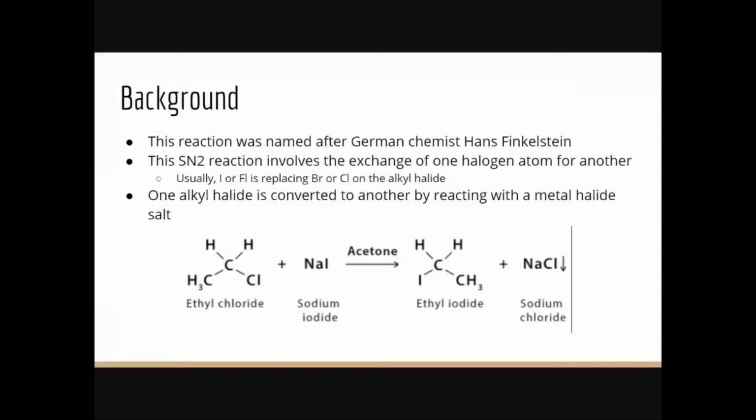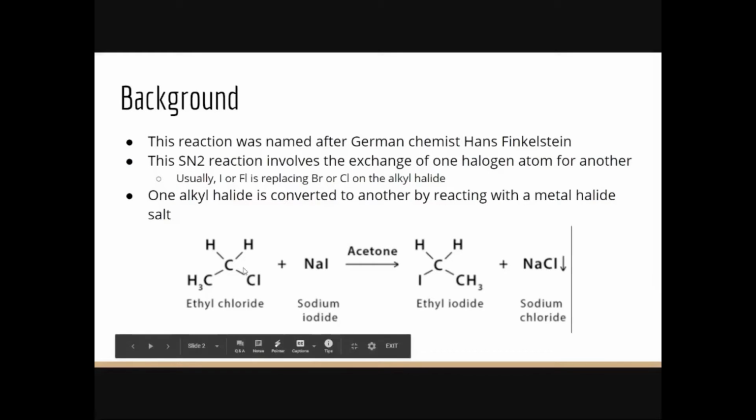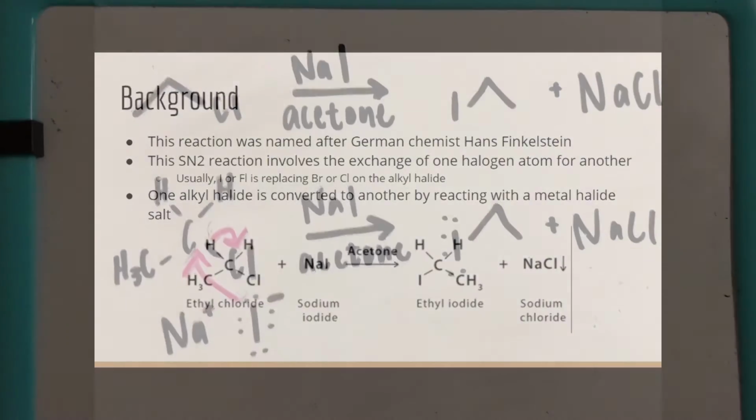Usually it's iodine or fluorine replacing bromine or chlorine on the alkyl halide. One alkyl halide is converted into another alkyl halide by reacting with a metal halide salt. So this is an example of a Finkelstein reaction where chlorine is getting replaced by iodine on the alkyl halide.